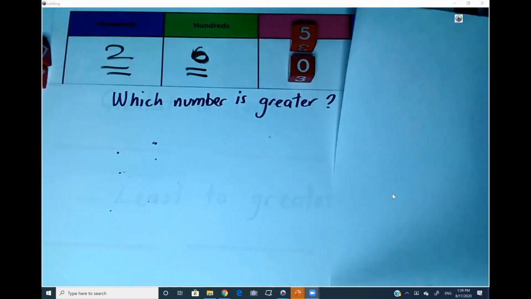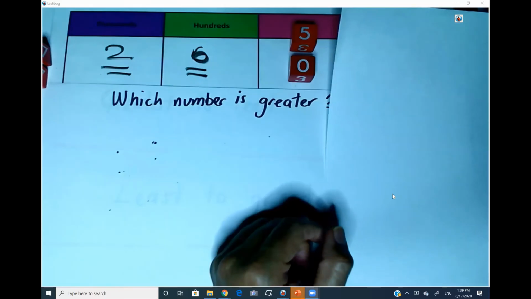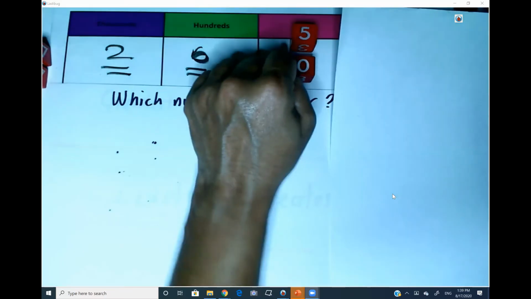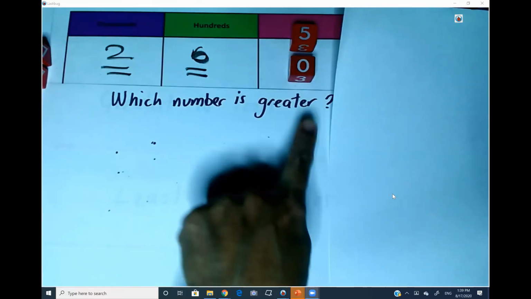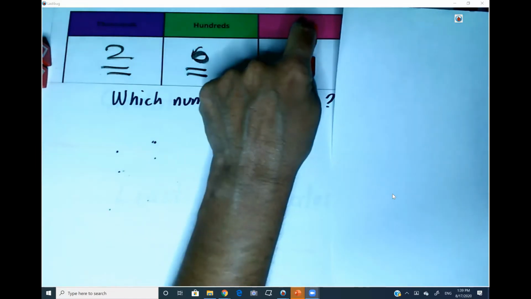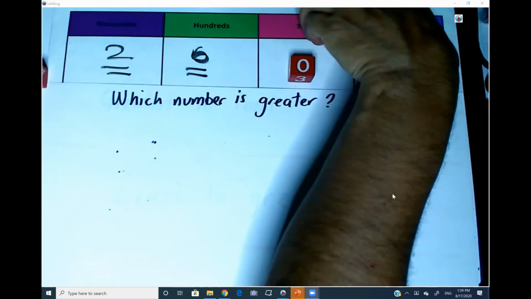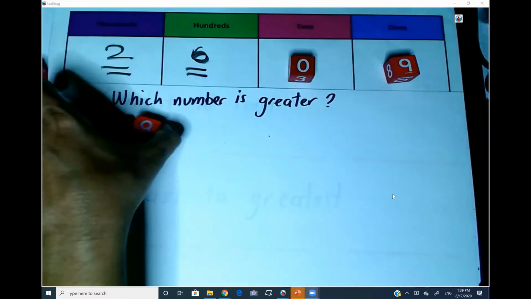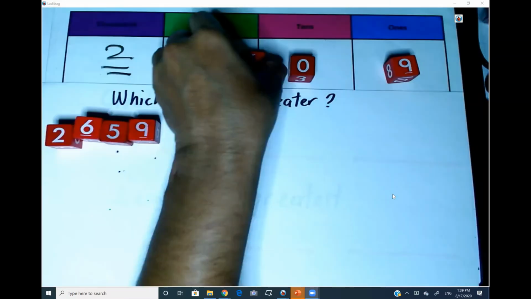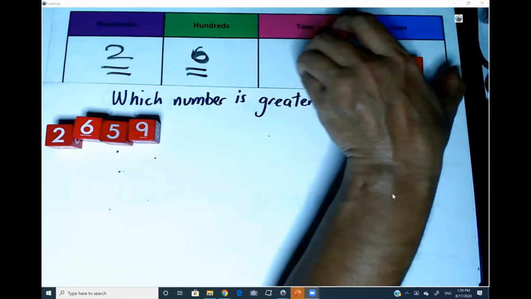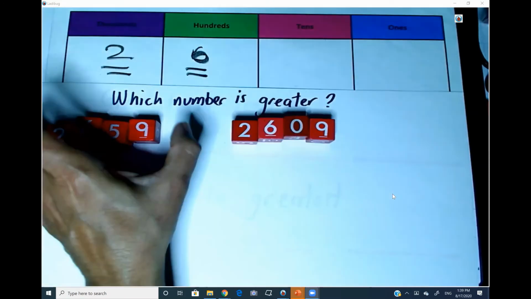Still, I don't know which number is the greatest. So let me move to the next digit. Now I have 5 tens and 0 tens. Because these are different numbers and I'm looking for the greater number, I know that the 5 is the greater. So that means that the whole number on top is going to be the greatest number, and the number on the bottom is going to become the least number. So I'm going to have this sentence now.